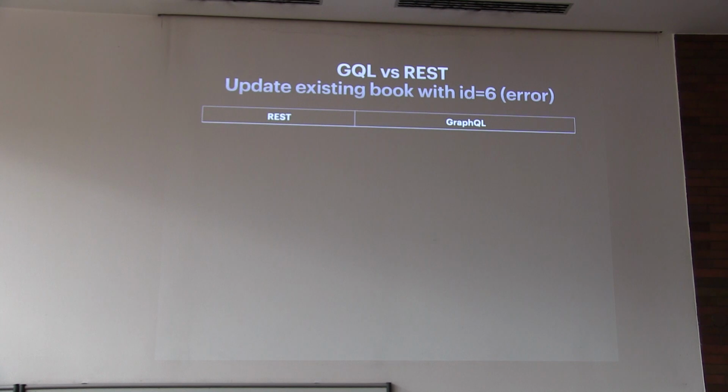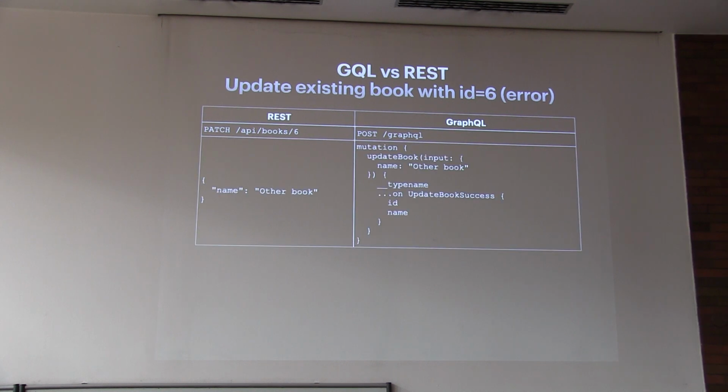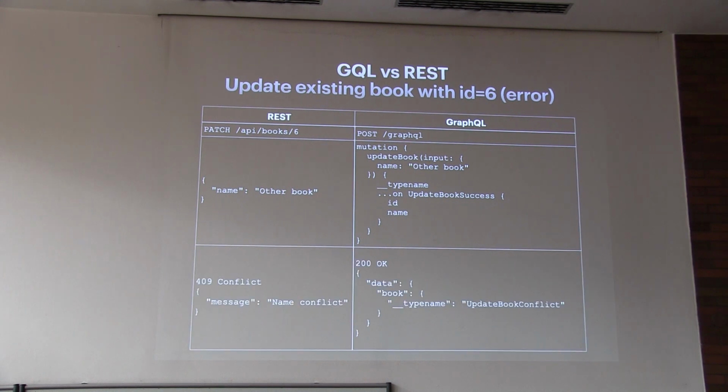Okay, so how is it going to look in case there's an error in the mutation? So here's where things are going to get fun. Both these requests are still pretty much similar, but the real difference is in the response. In case of REST Web Services, we get a 409 Conflict error, and in case of GraphQL, as you might have already guessed, it's still 200 OK.